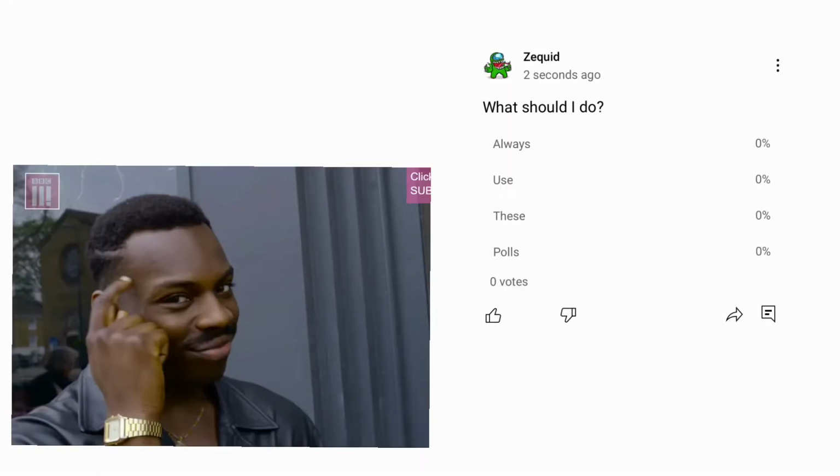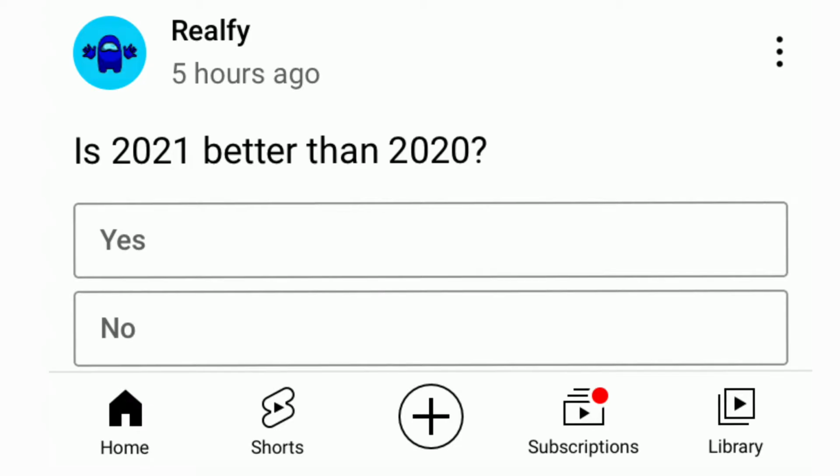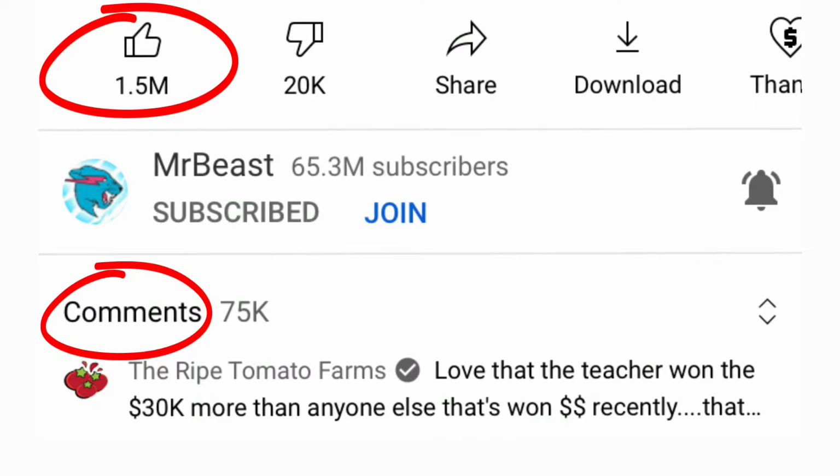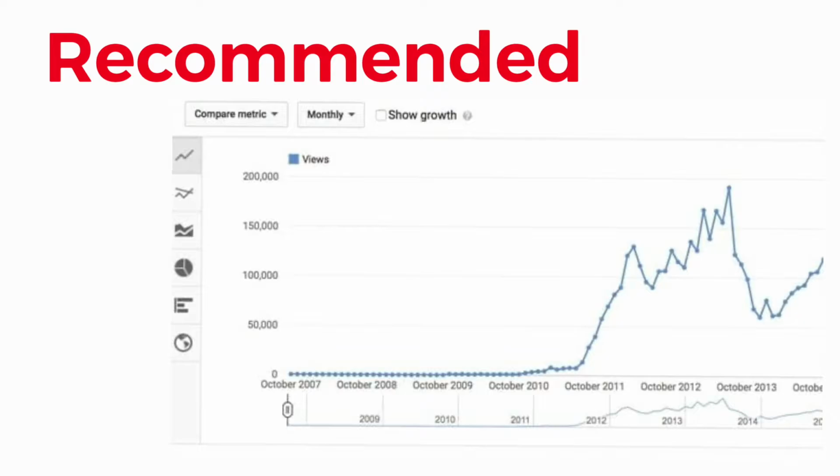The first step to growth through community posts is to always use the polls function. Polls get shown to more people's recommended since viewers will have 3 opportunities to interact with your post. Normally you would only be able to use 2 interactions, liking and commenting. These help YouTube suggest your content to others.